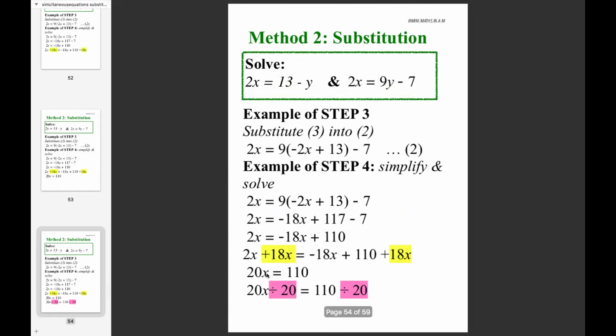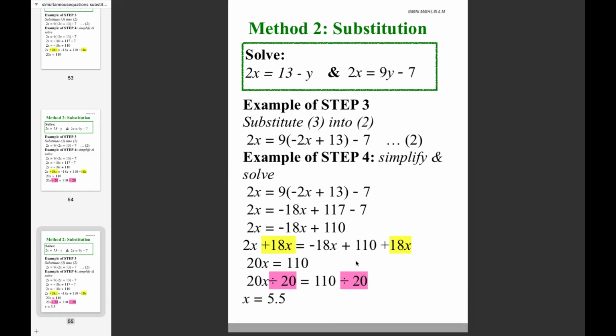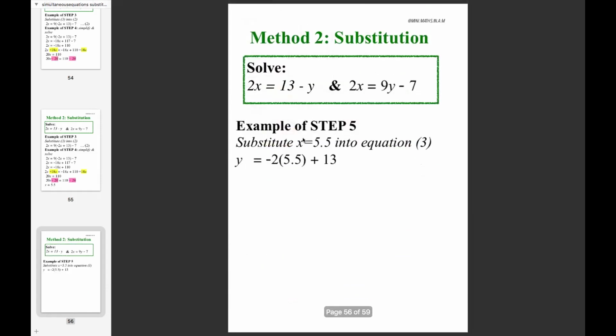Now we want to get x by itself, so I need to move this 20. Right now the 20 is being times by the x, so we need to divide both sides by 20. So 20x divided by 20, the 20's cancel out, we're left with x, and 110 divided by 20 gives us 5.5.